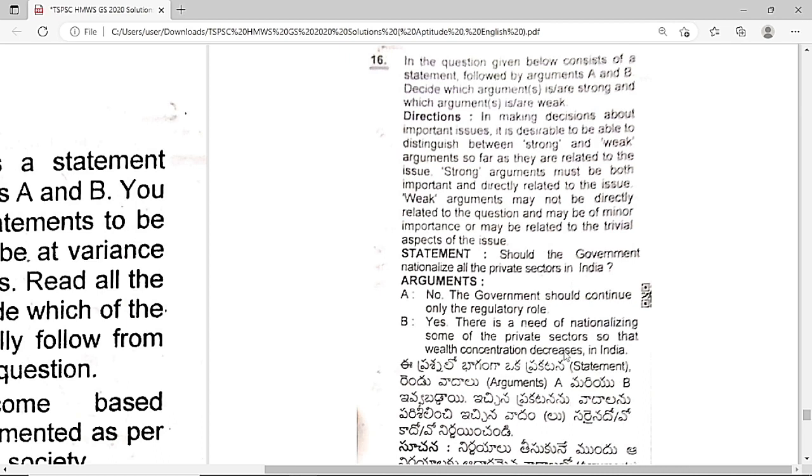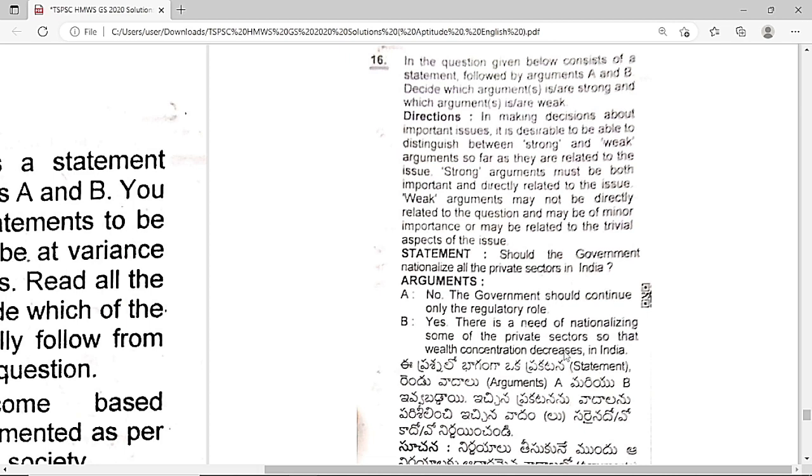So what is the statement? Should the government nationalize all the private sectors in India? Argument A, no. The government should continue only the regulatory role. It means we must not do all the things. We should not do all the things.